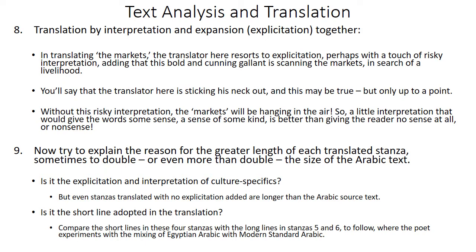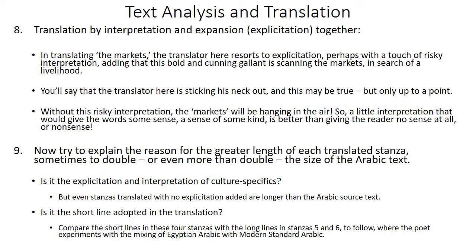Up to now, looking at the first four stanzas, we find that the translation is always larger than the source. The source is like 8 lines, the translation 13 lines. Why? Now try to explain the reason for the greater length of each translated stanza, sometimes double or even more than double the size of the Arabic text. Is the reason explicitation and interpretation of cultural specifics? Yes, to some extent. However, you will find stanzas with no explicitation that are longer. Of course, explicitation and interpretation make the translation more extended than the Arabic text. Okay, but sometimes we find an English text longer than the Arabic even though it has no cultural specifics.